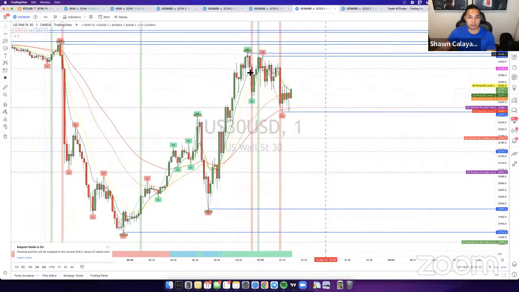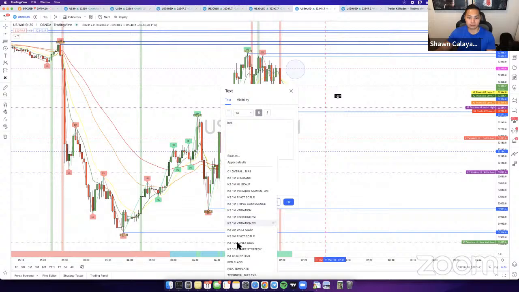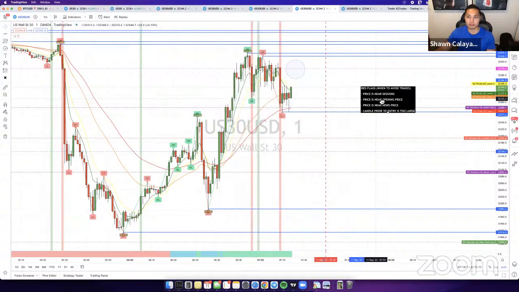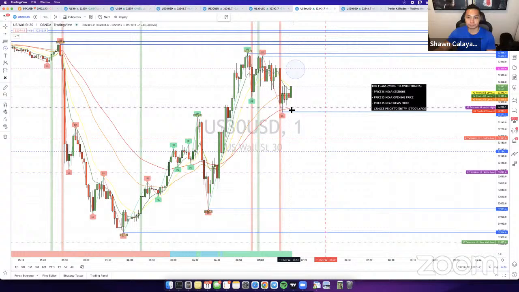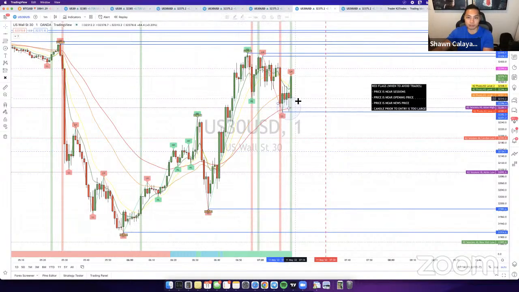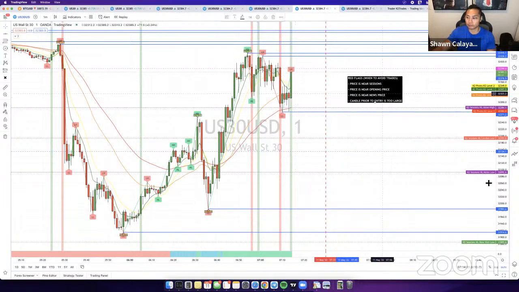There's just a lot of areas here with red flags, right? So going back to the red flags over here, we have price near sessions, which is number one. Price near news price, number two right here. There's just no areas for us to take trades at the moment. So we're kind of just holding off on that.